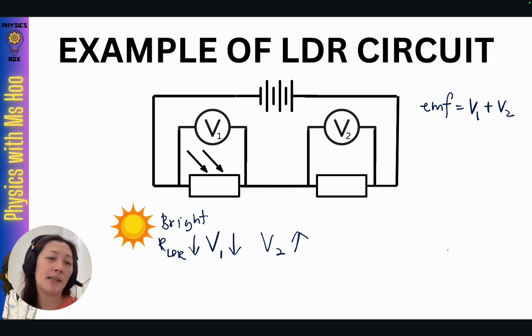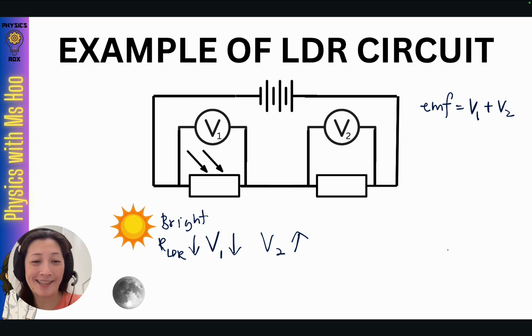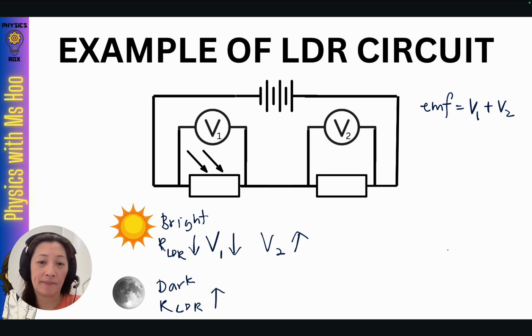Now let's look at what happens if it's dark. So just to represent that it's darkness, I've put a moon here. Not really the moon, it just represents night. It doesn't even have to be nighttime. Imagine if it's, let's say, a dark room or a shaded area where there's very little light. So if it was in the dark condition, this would cause the resistance of the light-dependent resistor to increase. This would then cause the voltmeter reading of V1 to also increase. And because we know that EMF is a fixed value, the increase in V1 would cause a decrease in V2.